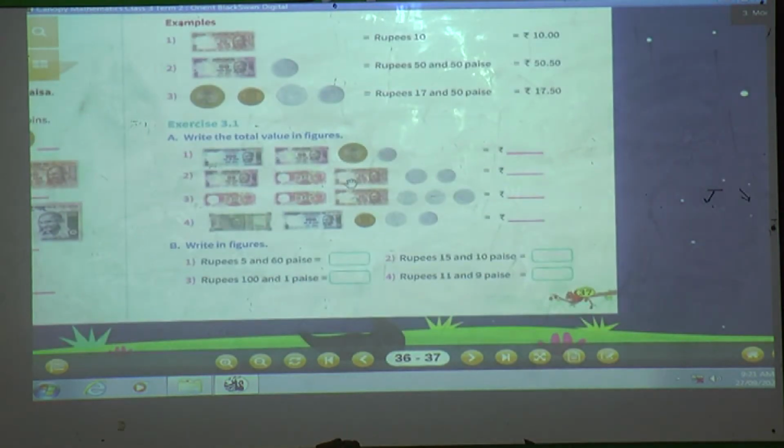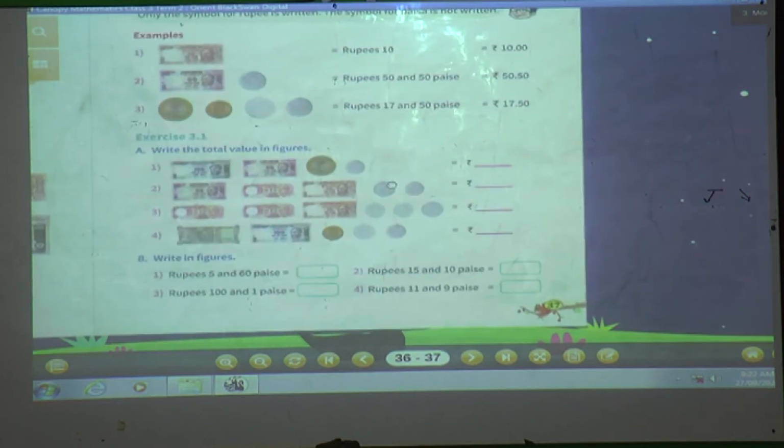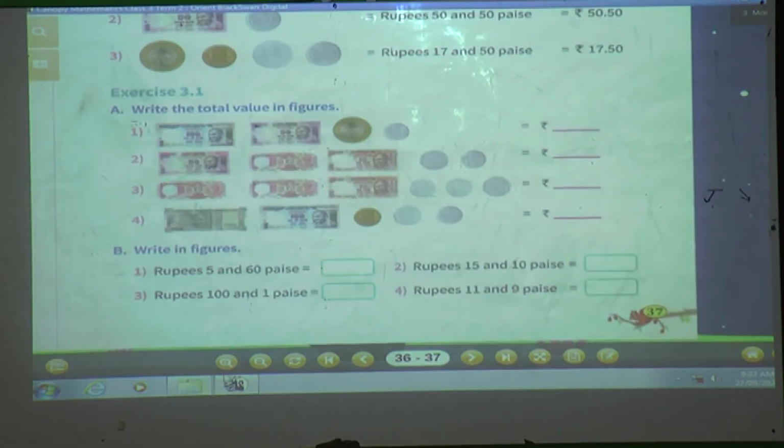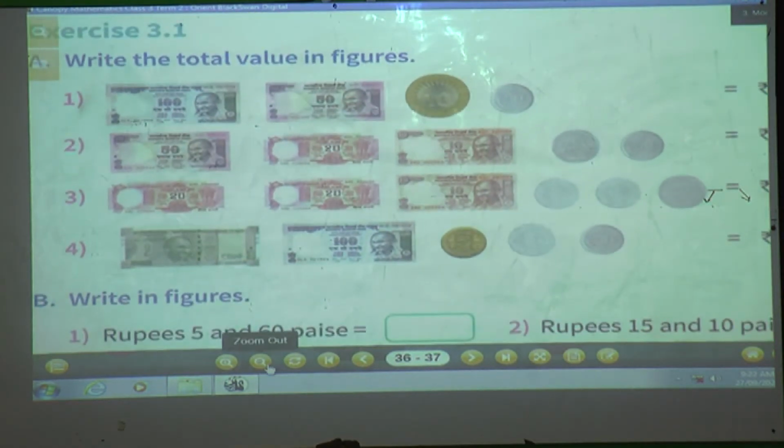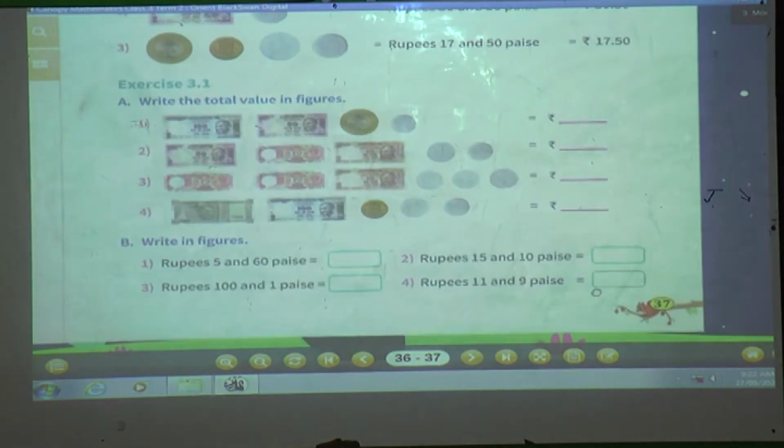Open your textbook, page number 37. Along with me, you have to solve this exercise in your textbook. See here. Exercise 3.1. Question number A. Write the total value in figures. We have to write the total value in figures.